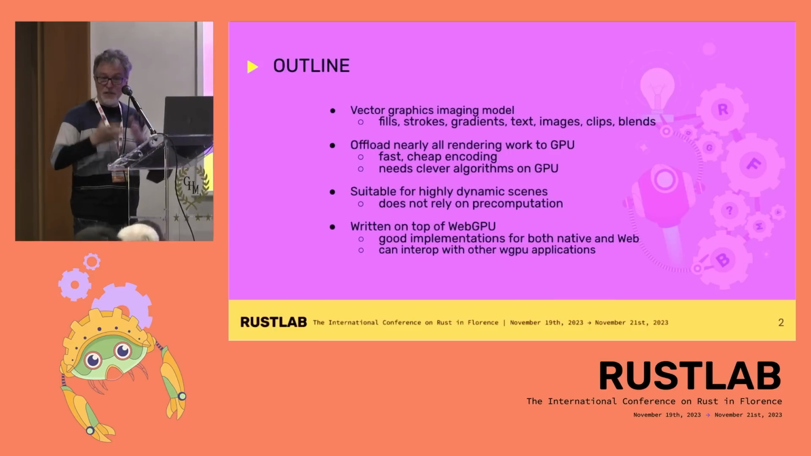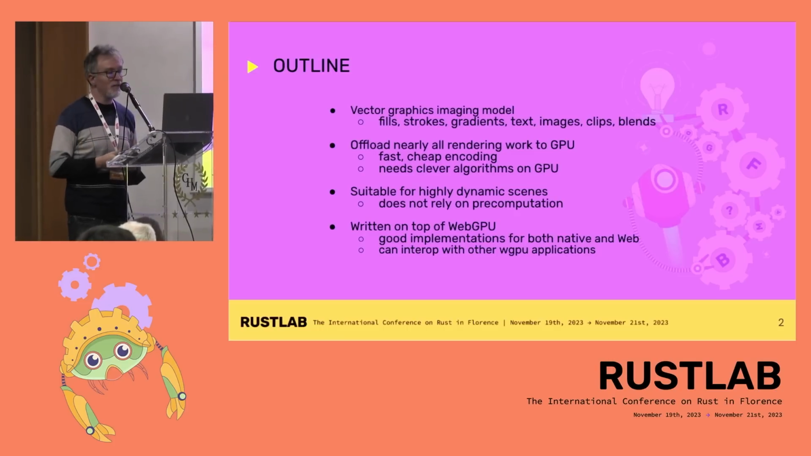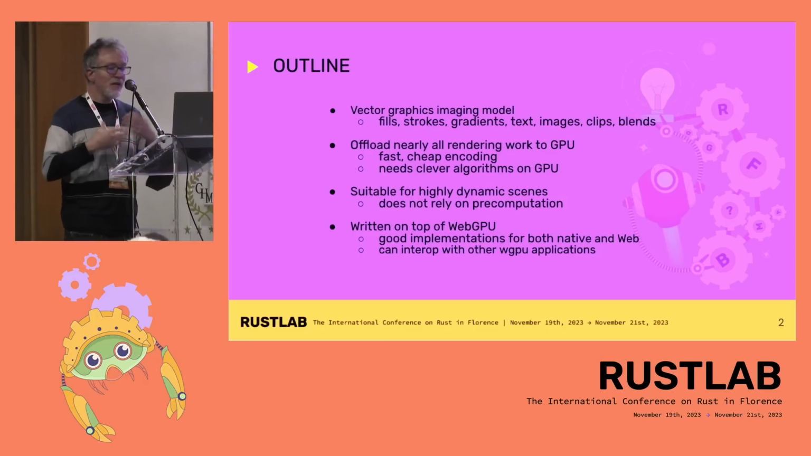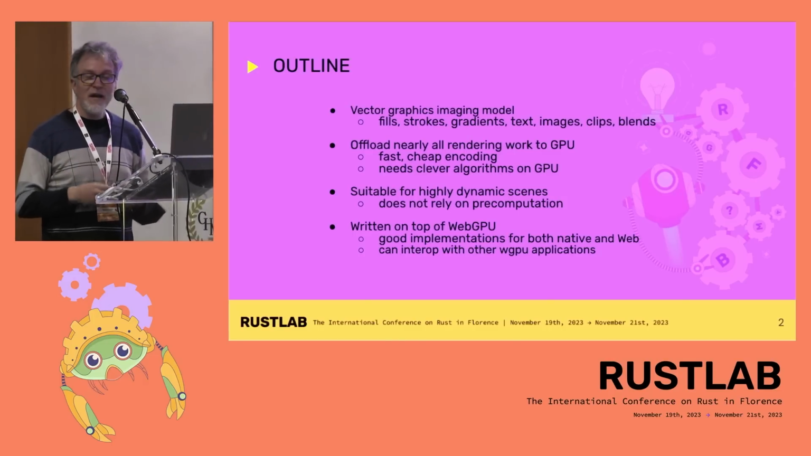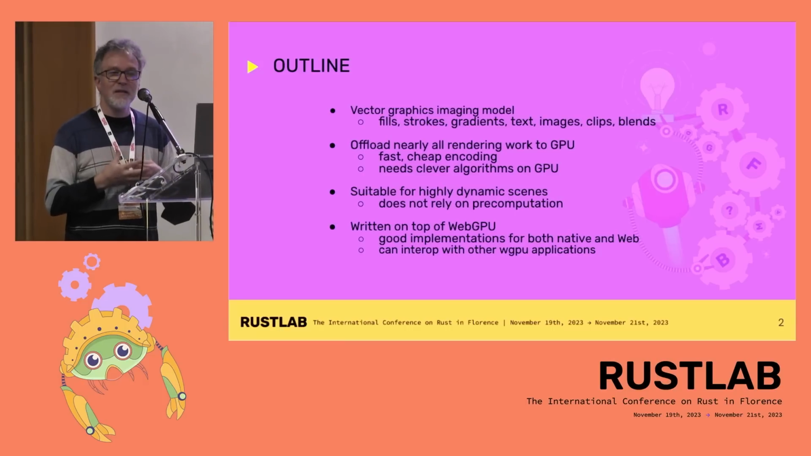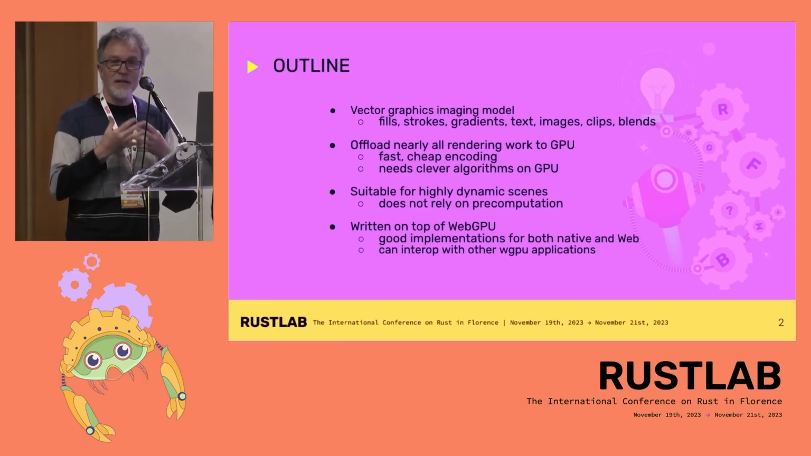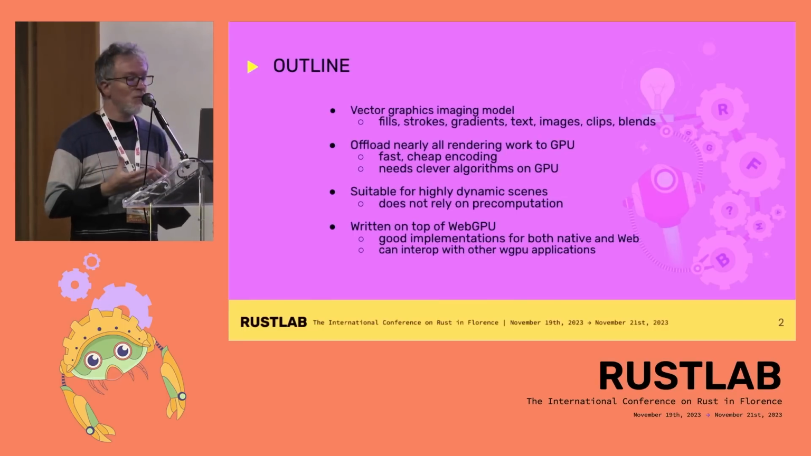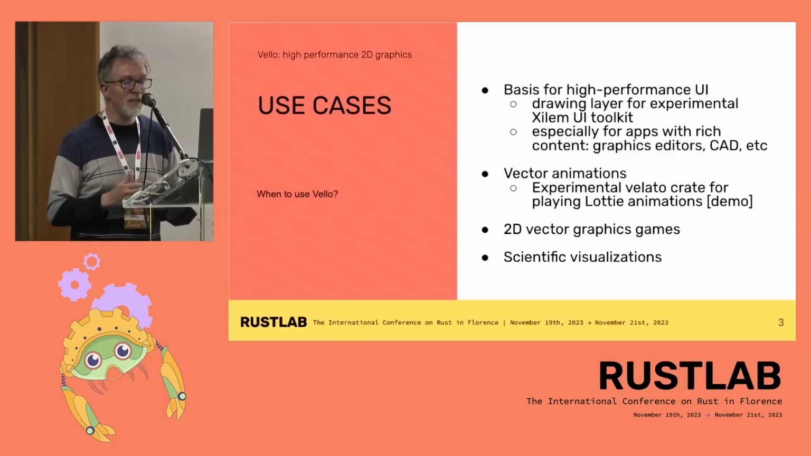You need to do a very efficient encoding of the graphics data that will be rendered. And then you need clever algorithms on the GPU to process that. And this whole thing is designed for very highly dynamic scenes, so it doesn't rely on pre-computation. And a very important part of the way that the engine is written is that it's in WebGPU. So that leverages a lot of really good implementation work for both native and web. And one of the things that really makes me excited, and I'll show a little bit of a demo, is interop with other applications that are written for WebGPU and use WGPU as the implementation.